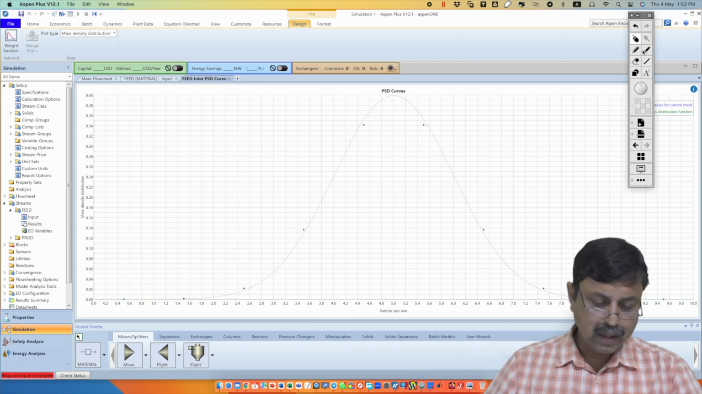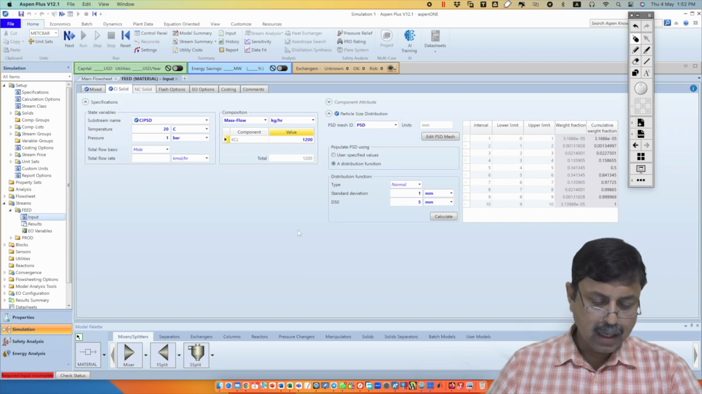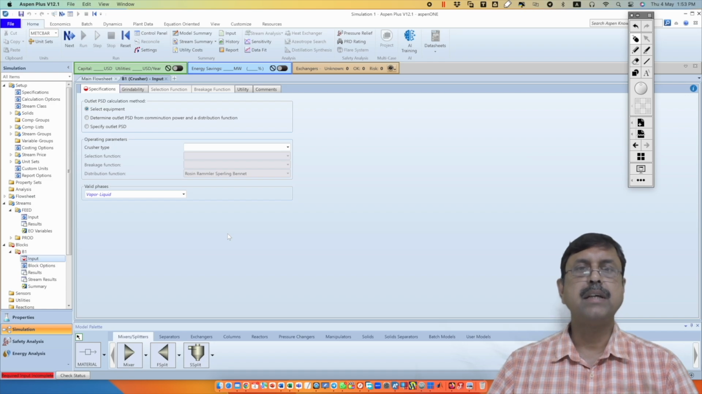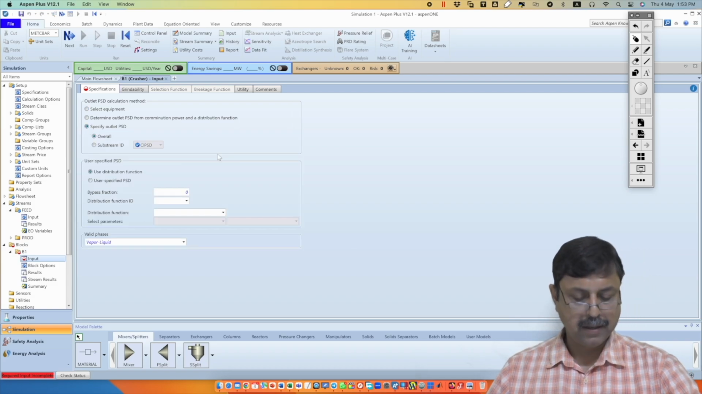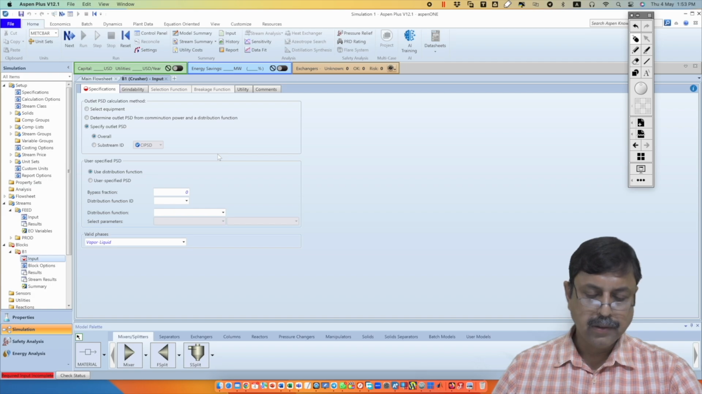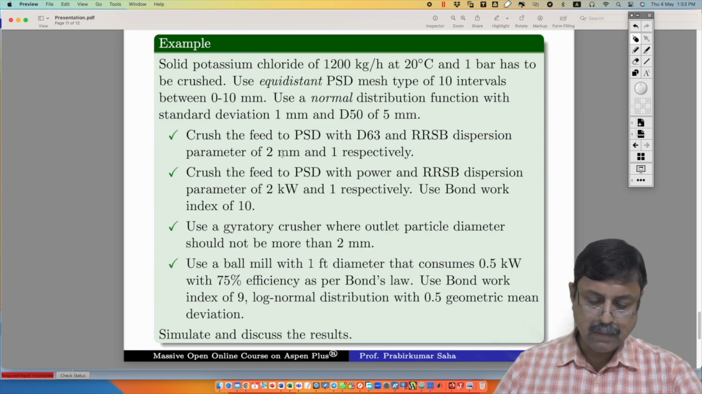Now let us close it. Feed is specified. Now we are ready to give the specification of the crusher. Now the first case, we are specifying outlet PSD. Okay. So what are the information that we have? The outlet PSD will be having D63 as 2 millimeter and RRSB dispersion parameter 1.